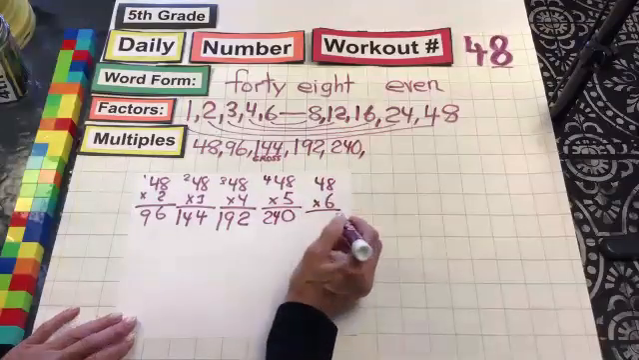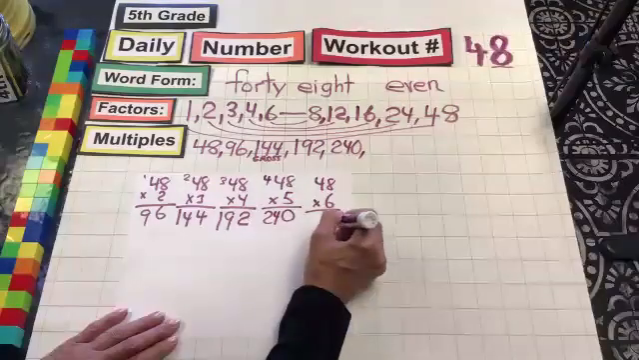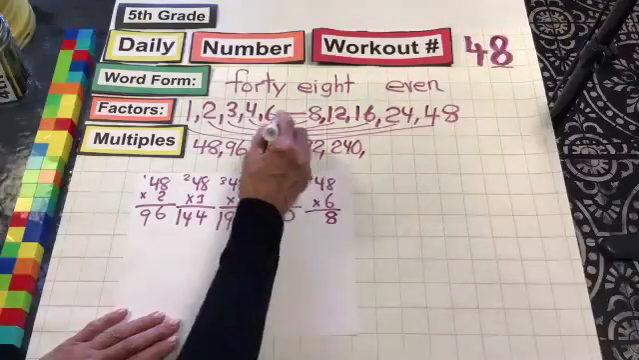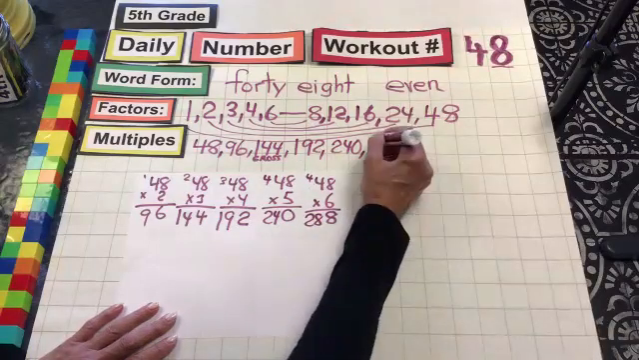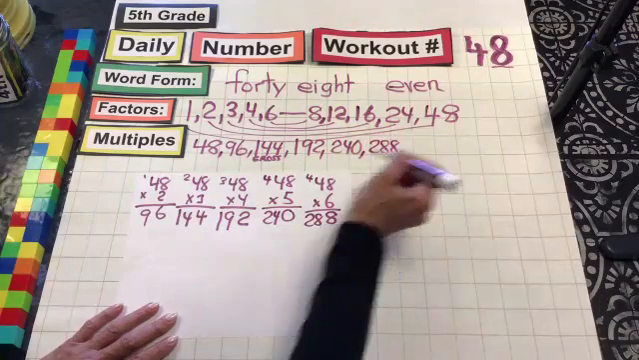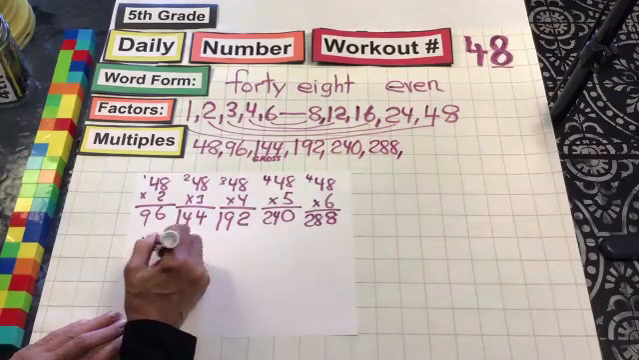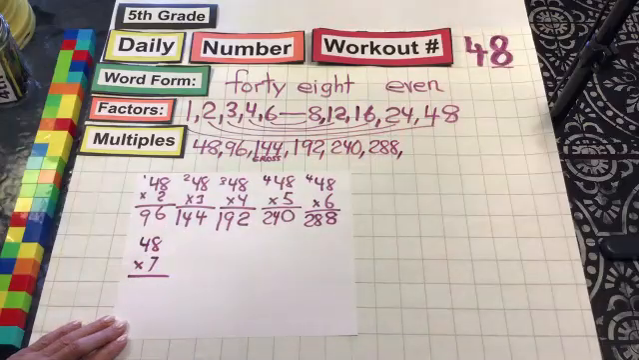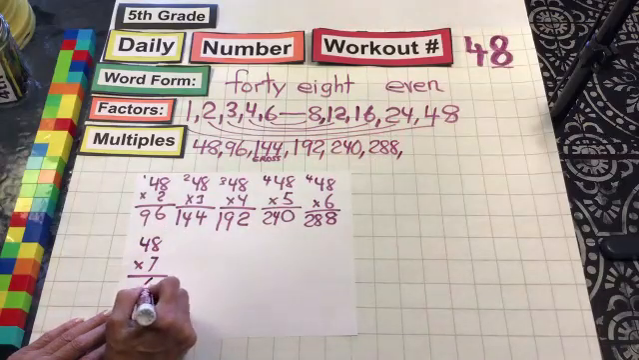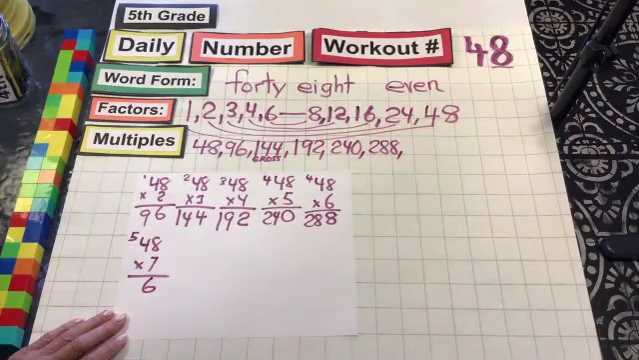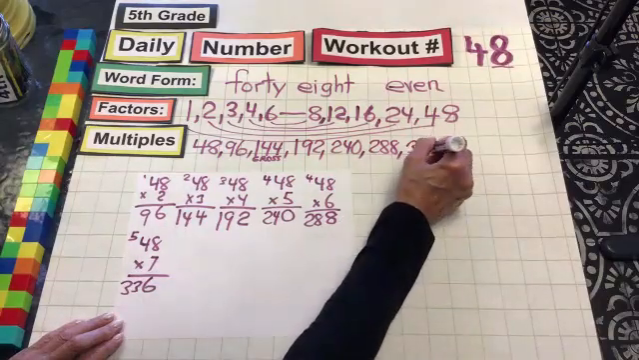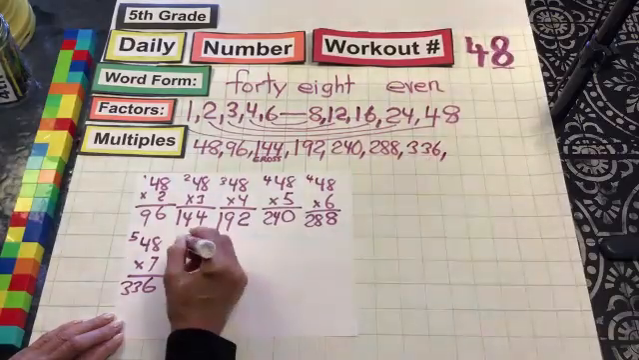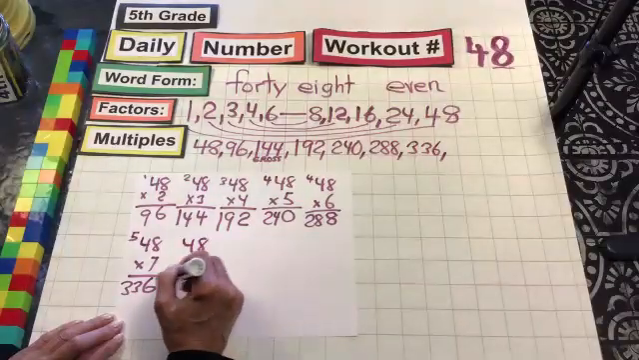Let's do 48 times 6. So 6 48s. 6 times 8 is 48. Drop the 8, carry the 4. We knew that from up here. 6 times 4 is 24, plus 4 is 28. So we have 288. Then let's do 7 times 48. 7 times 8 is 56. Drop the 6, carry the 5. 7 times 4 is 28, plus 5 is 33. So we have 336.